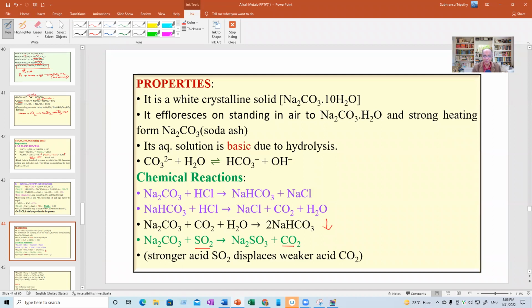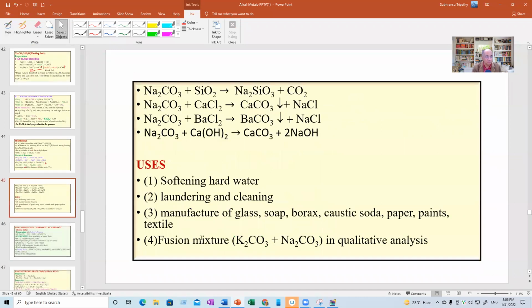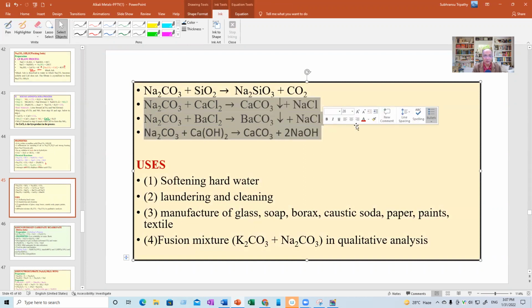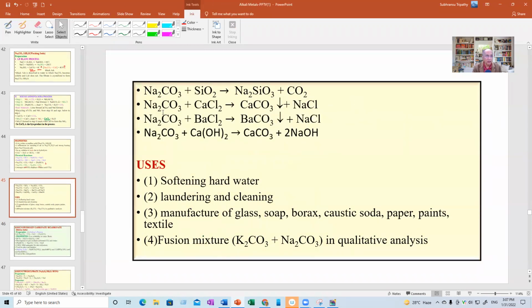That is the logic. Now, in the same logic, you can find it will also displace silicon. If you treat it with silica, you get sodium silicate and carbon dioxide, because silicic acid also is a stronger acid than carbonic acid. And these are simply precipitation reactions. These are all precipitation reactions where carbonate is precipitated as calcium carbonate, barium carbonate, and with sodium carbonate, again calcium carbonate.